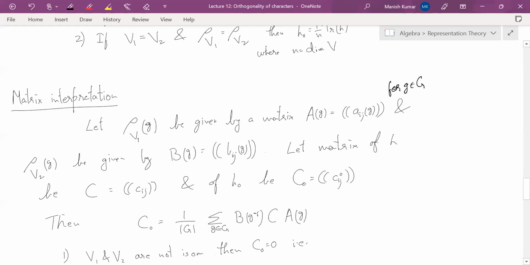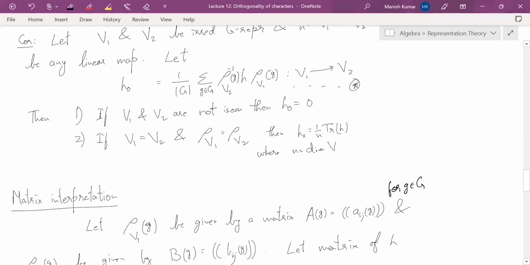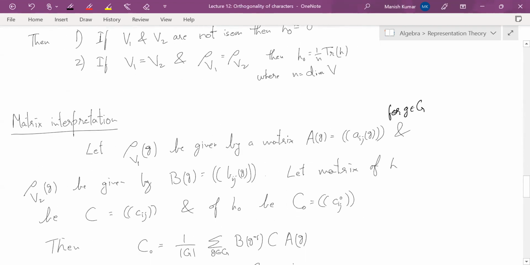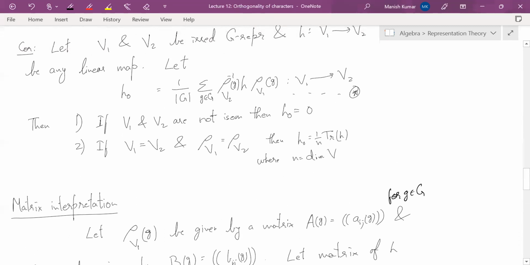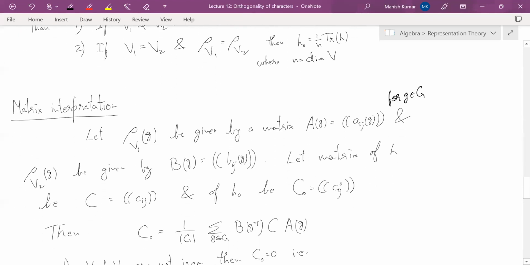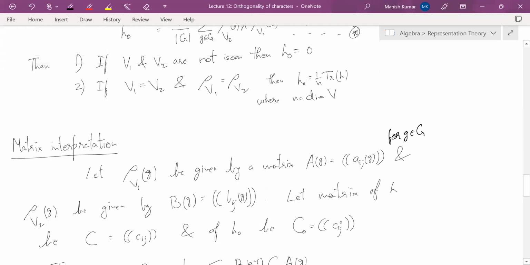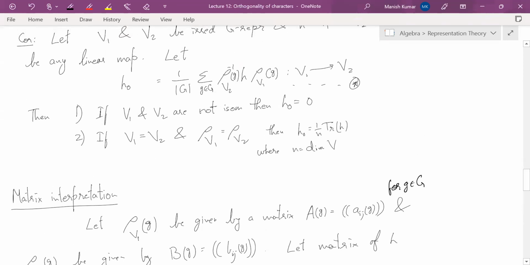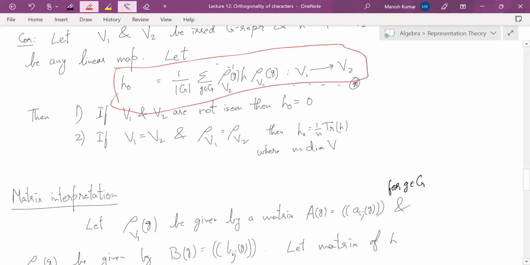And then H is some linear map from V1 to V2. So that also will be given by a matrix, and that need not always be a square matrix. It will depend upon the dimension of V1 and dimension of V2. But let's call that matrix Cij. This formula I'll write in terms of matrix multiplication.